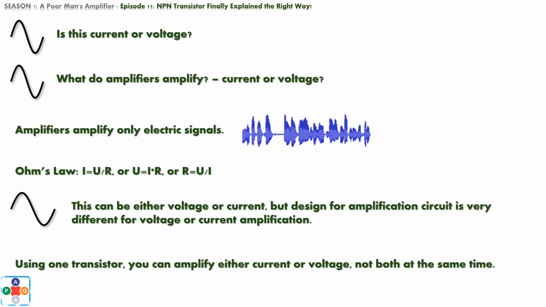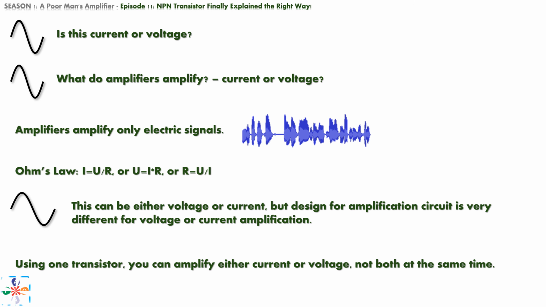Next, the ambiguousness with the sine wave line is what it represents, current or voltage. What do amplifiers amplify? Well, to play devil's advocate, amplifiers amplify electric signals. Now, there you have it. Joke aside, if you watched our previous videos, you have learned that current, voltage and resistance cannot exist without each other. That is Ohm's law.